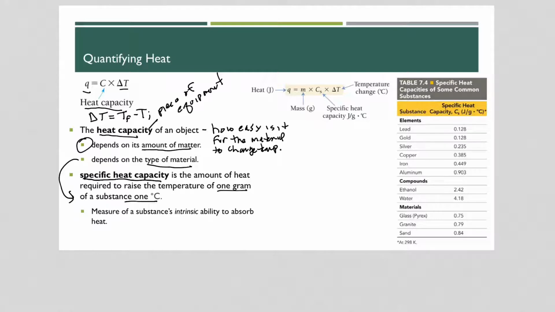And so just as I was talking about, right, this is really giving us the intrinsic ability of a material to absorb or release heat, right? How difficult it is. So the lower this number is, the easier it is for that material to change temperature.